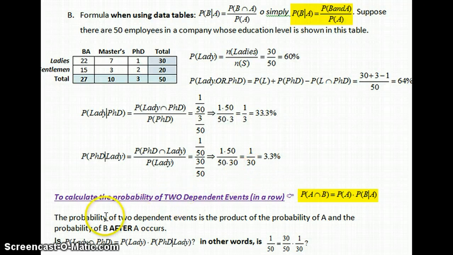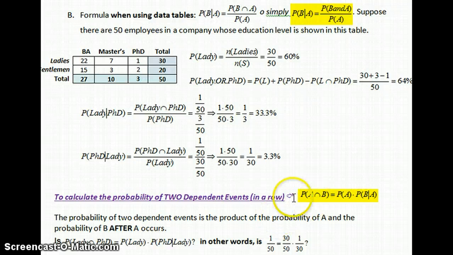So finally, to end this video, we will simply mention how to calculate the probability of 2 dependent events in a row, like one after another. And this is just the multiplication rule for dependent events. All right? So the probability of 2 dependent events is always going to be the probability of the first event times the probability of B after A occurred, or the probability of the second event, knowing that the first one occurred first, right?